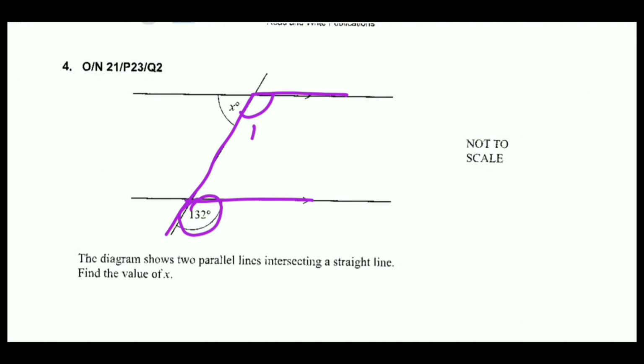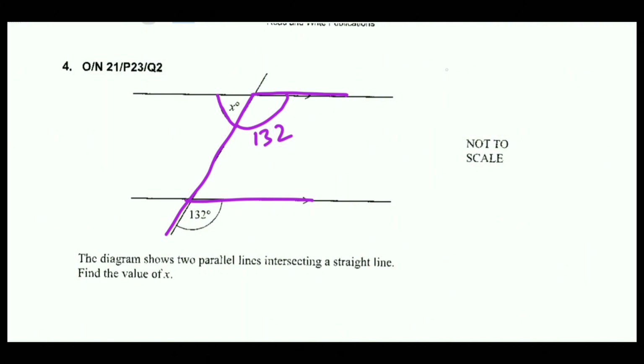So how will we solve it? This will also be 132. So if this is 132, we can easily find this x by subtracting 132 from 180. We will use the property of angles on a straight line. So what is the property of angles on a straight line? All the angles on a straight line, the sum of those angles should be equal to 180 degrees. Like the sum of this angle and this angle should be equal to 180 degrees, because both angles are on a straight line.